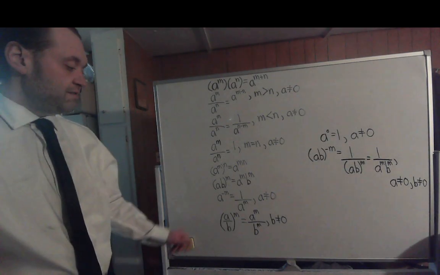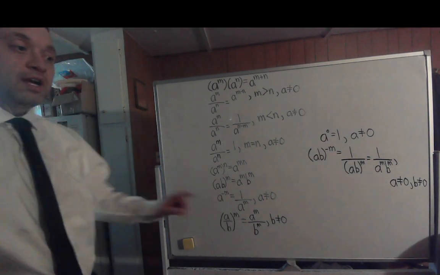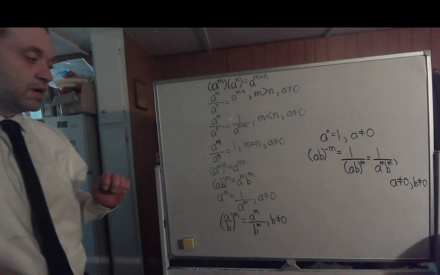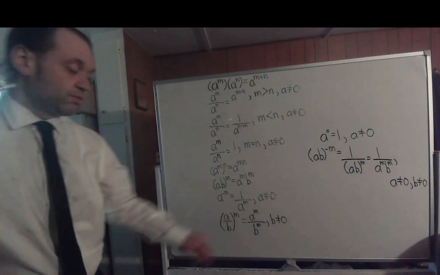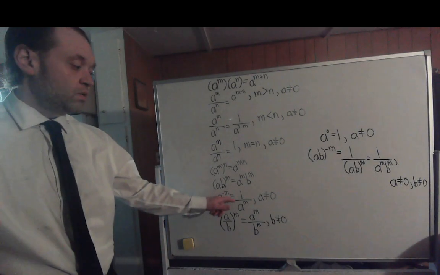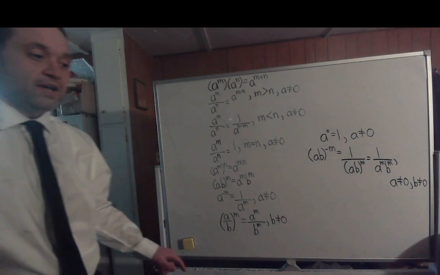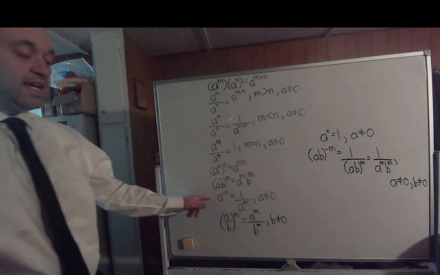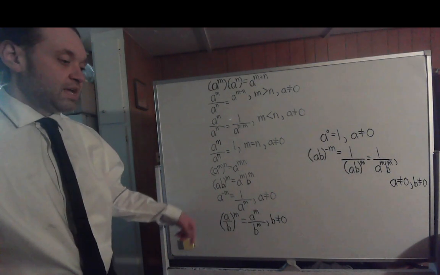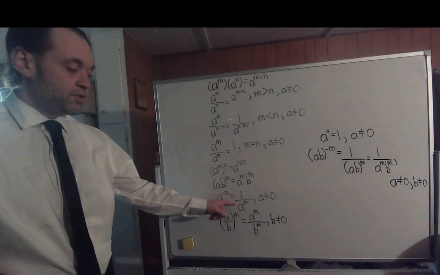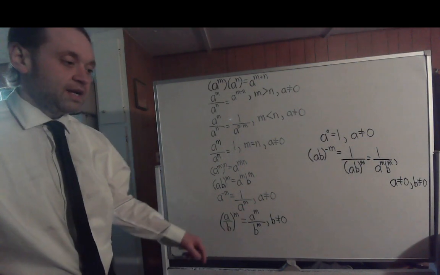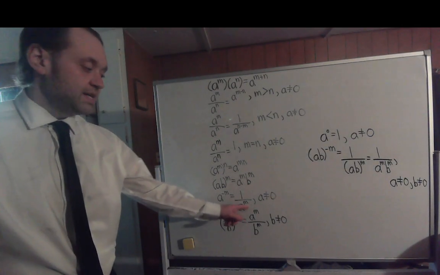If I have a to the negative m, whenever you have a negative power, and provided that a is not equal to 0, it's the same as 1 over a to the positive m. So if you have a negative power, you just take the reciprocal, so you would put that a to the m in the denominator. You would turn it positive and put it in the denominator.